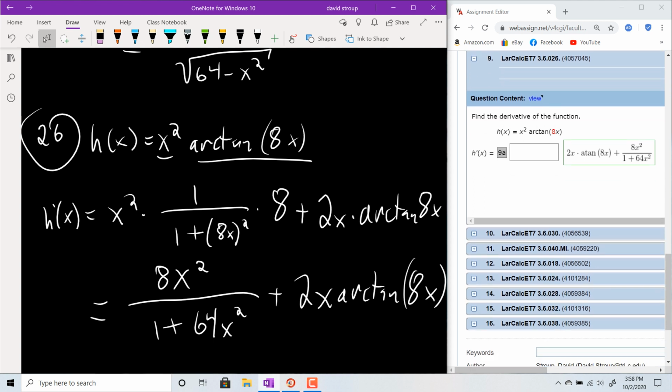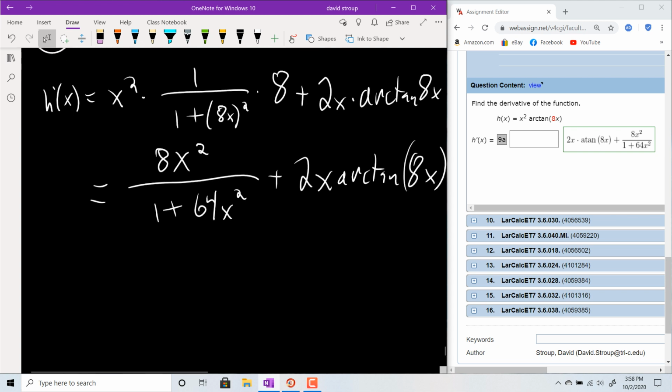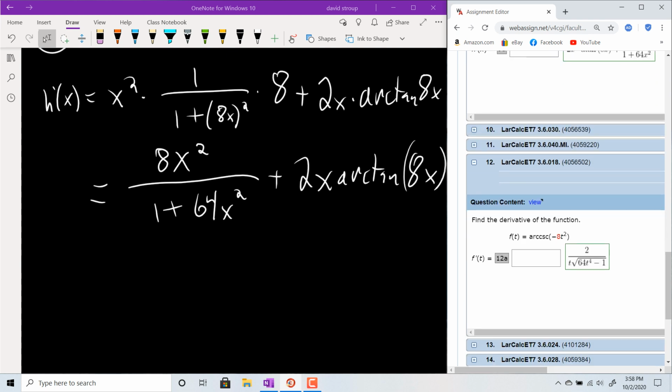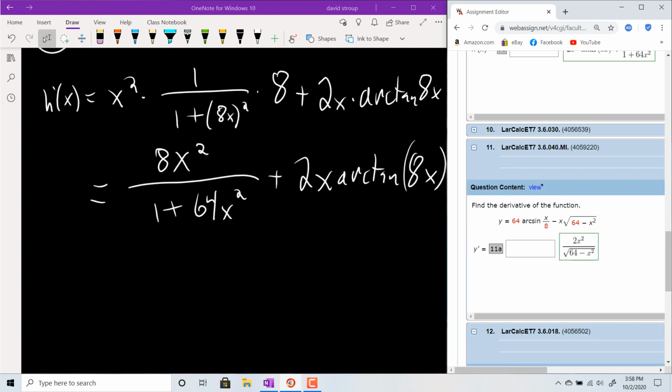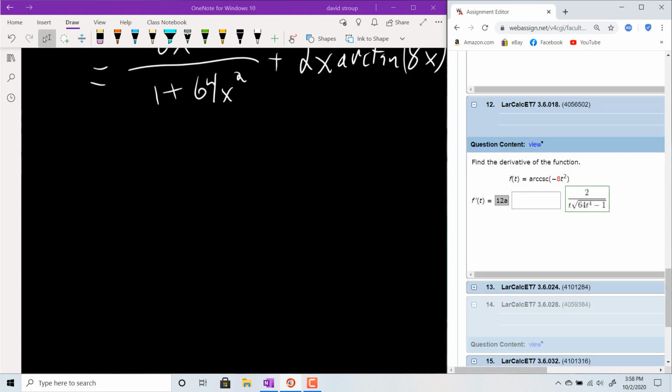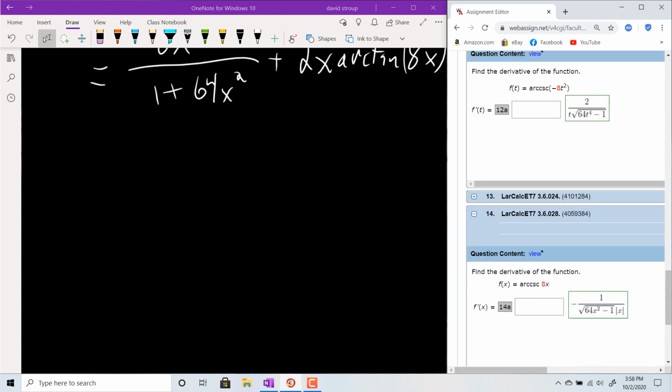Okay, let's see what else they got. I think that's good enough. No, there's no cosecant on there, so I'm not worried about that. That's just more of the arcsine. Now let's move on. Okay, I did two of them, that's good enough.